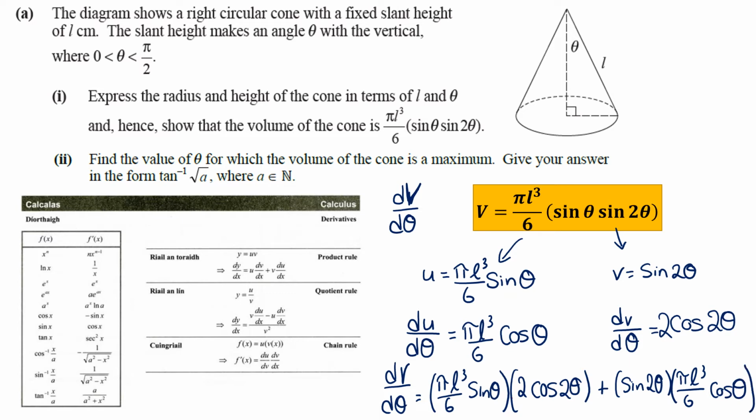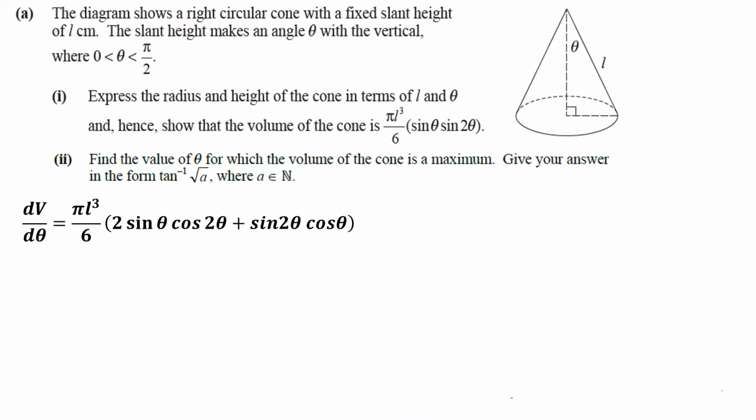So what we can do is actually pull this and this out to the front because it is a common factor. It's in both terms. In this case, we do have two terms because they're separated by a plus. So if we pull that out in front, what we're left with looks like this. So pi L cubed over 6 times 2 sine theta cos 2 theta plus sine 2 theta cos theta.